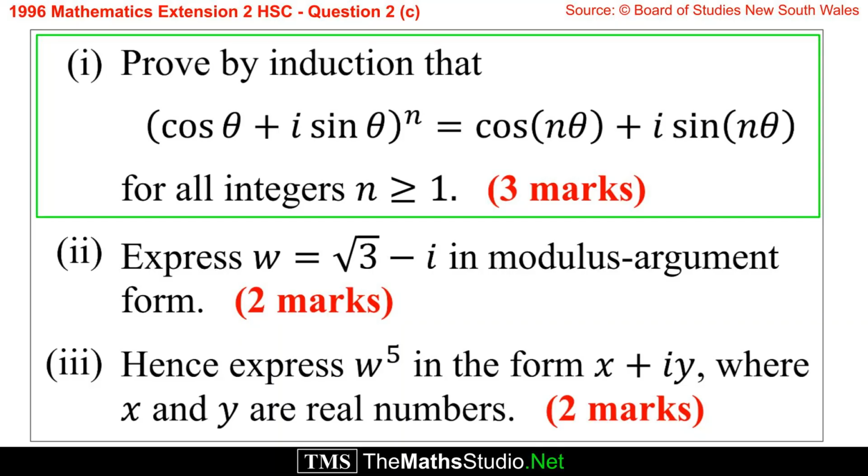Question 2, Part C, Part 1. Prove by induction that (cos θ + i sin θ)^n = cos nθ + i sin nθ.